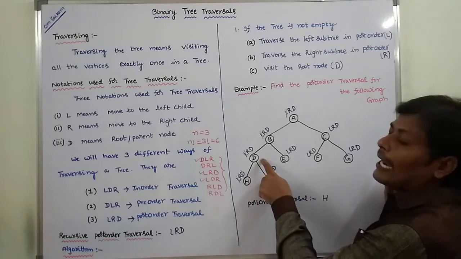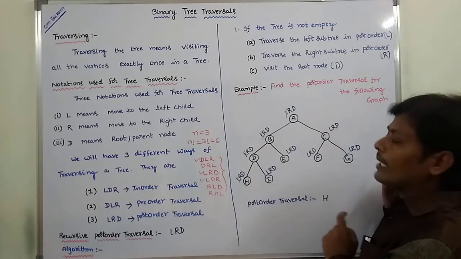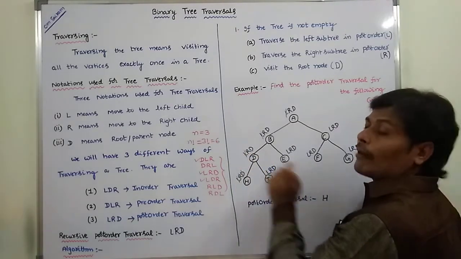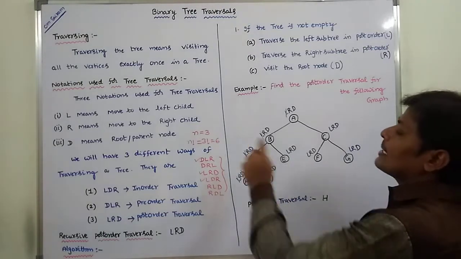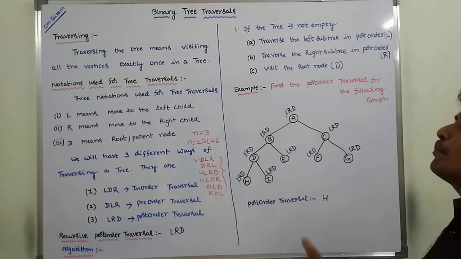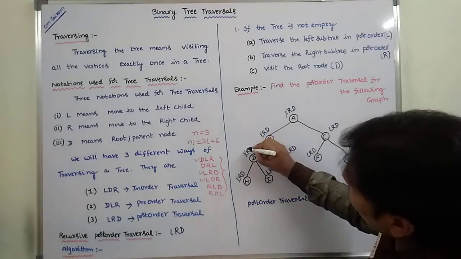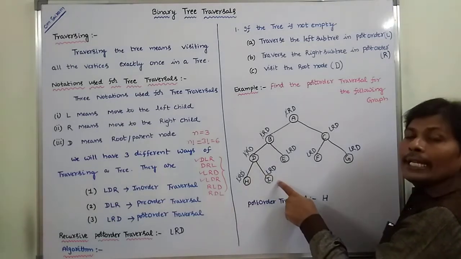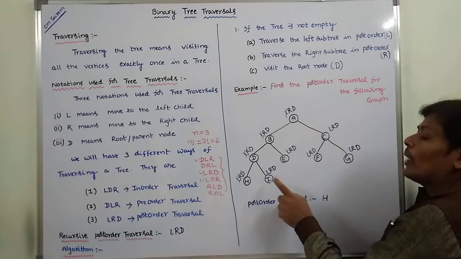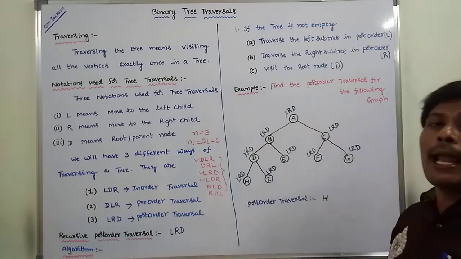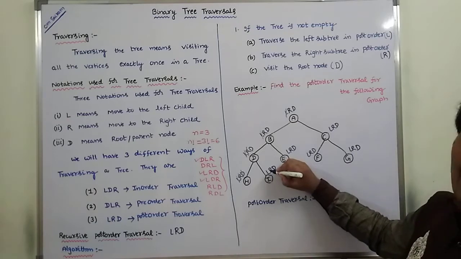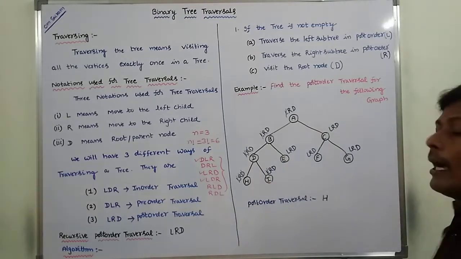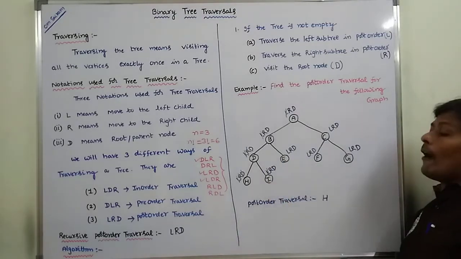Again, backtrack to node D. At vertex D, three letters are there, L, R, D. L is striked out, it is completed. Next letter is R. R means traverse the right subtree in post order. So strike out R and go to the right subtree of D. Right subtree, node I is there. Now at node I, three letters are there, L, R, D. First letter L. L means traverse the left subtree in post order. Strike out L and go to the left subtree of node I.